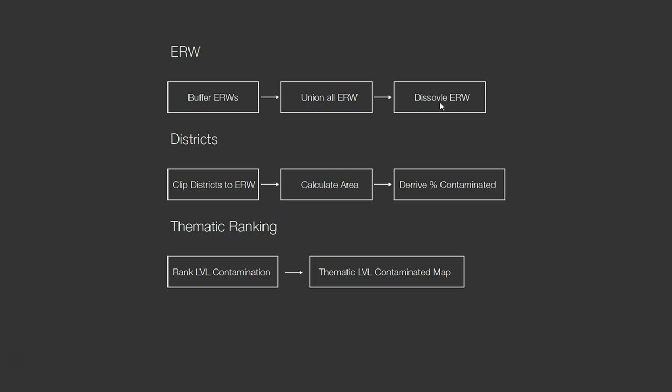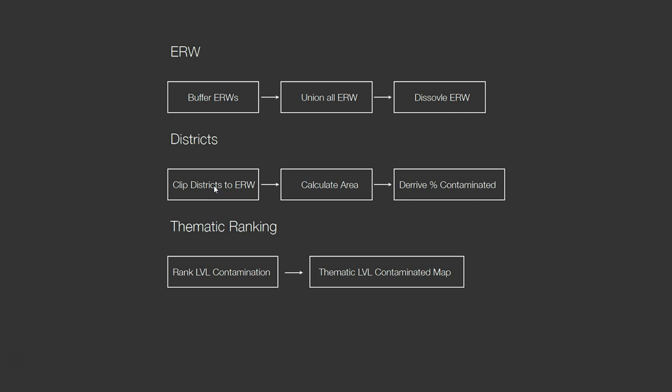So when we dissolve them, we need to bring them all into one polygon. So there's one area that we're now going to call a bad geography or a contaminated geography. When you do that, you're going to go from many polygons to one polygon. Now once we have this result called dissolve ERW, we're going to clip it to a district boundary. When we do that clipping, it's going to separate out that one polygon into specific districts.